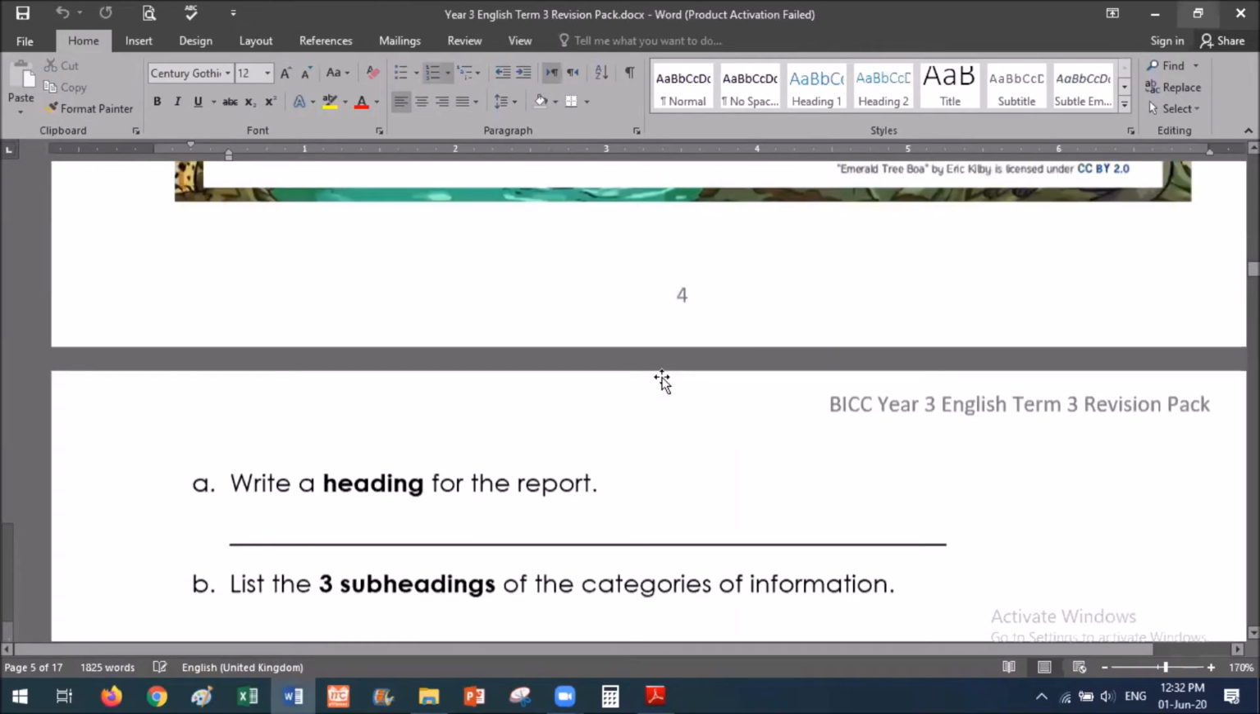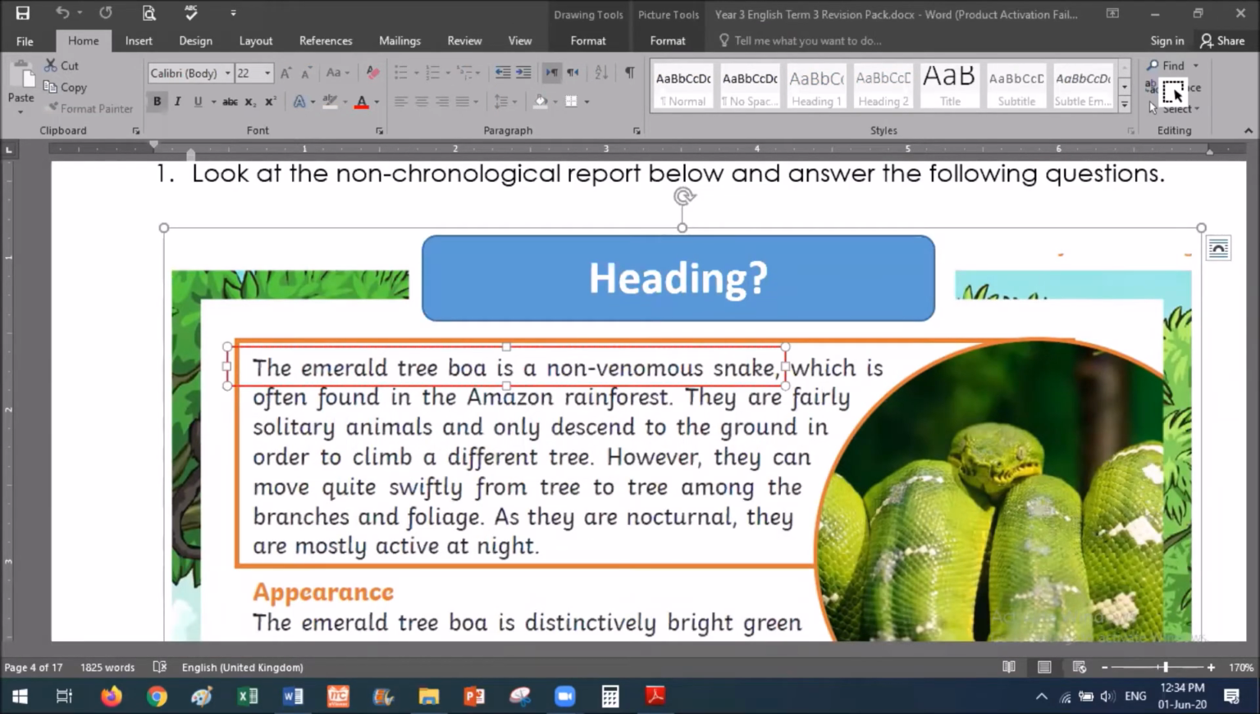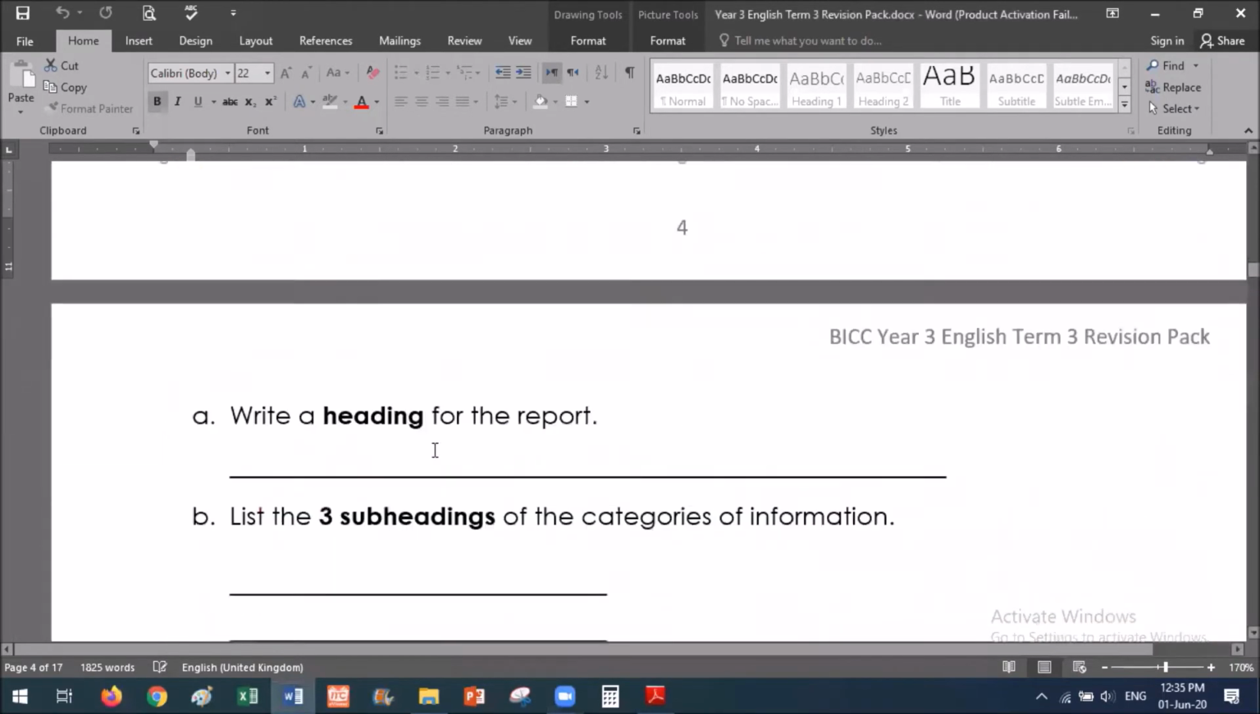Okay, so Yusuf, what do you think the heading might be? Tree boa. The tree boa, good. But it's not just the tree boa, it's the emerald tree boa, because you can see the emerald tree boa looks like a complete name. So we take the name there, the emerald tree boa, and then we write it here.